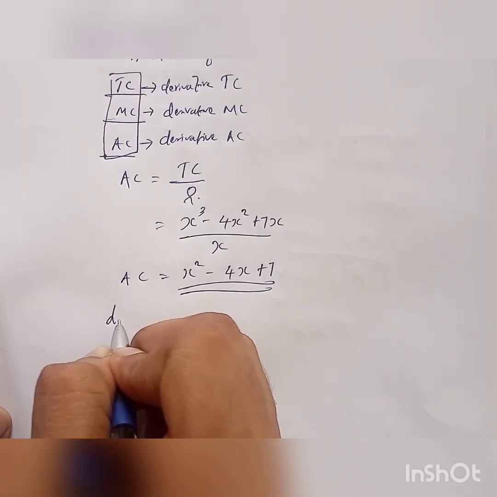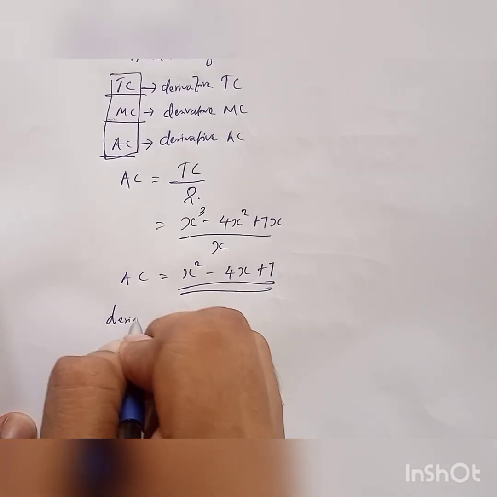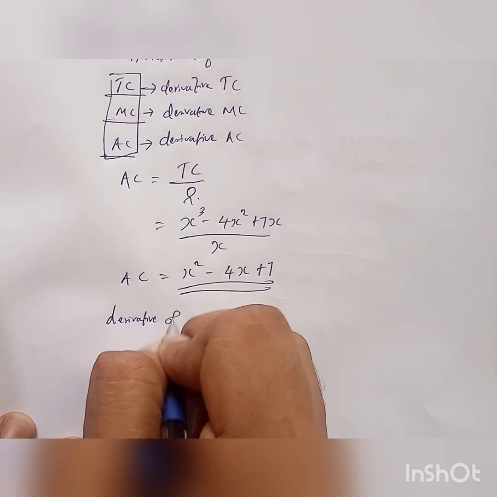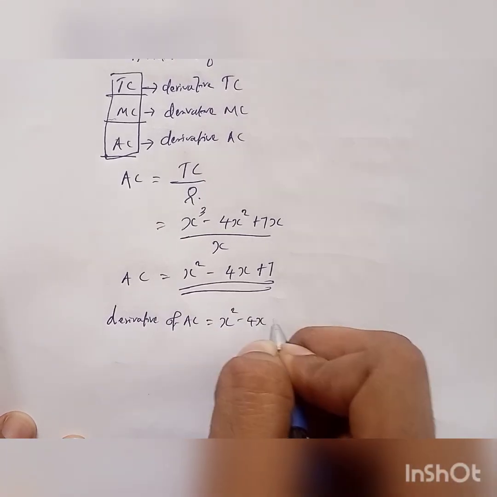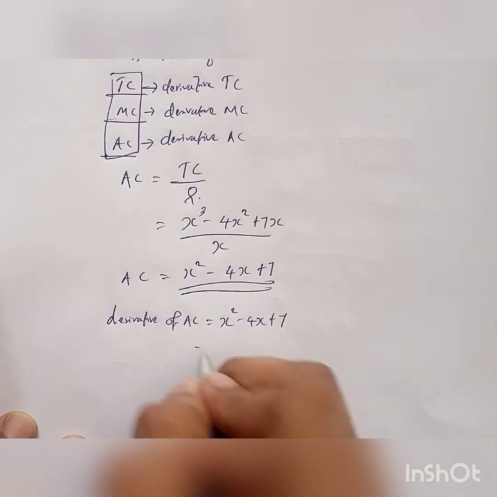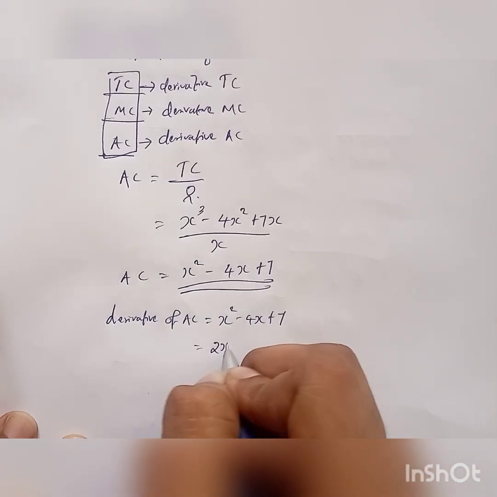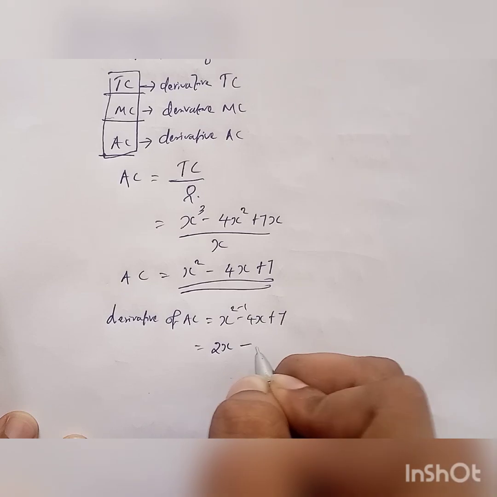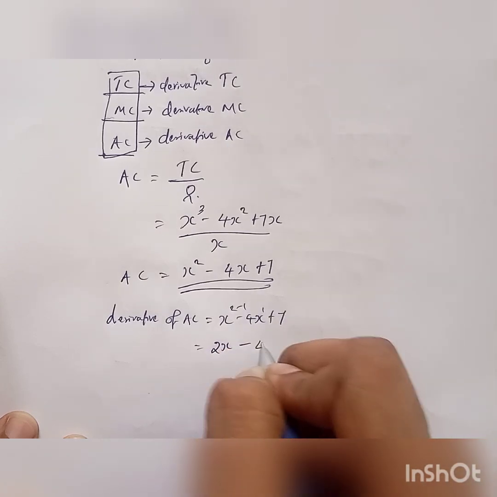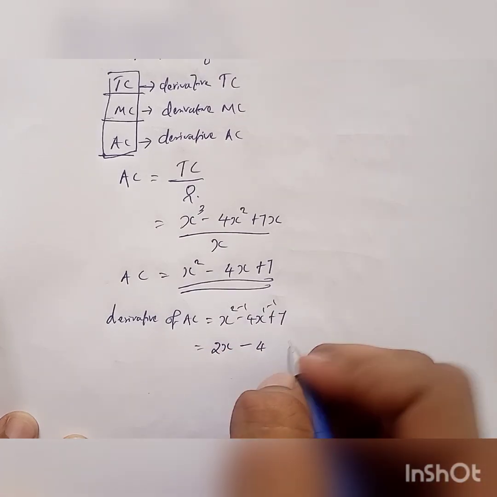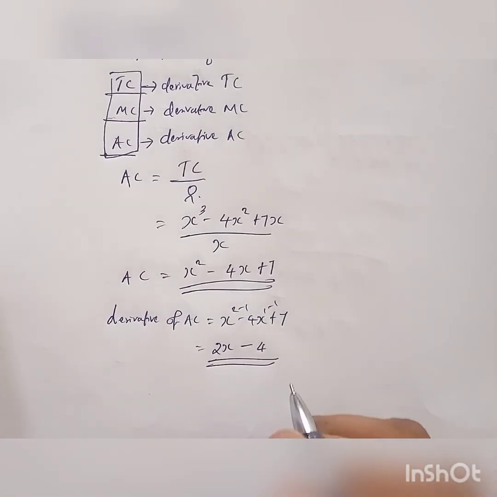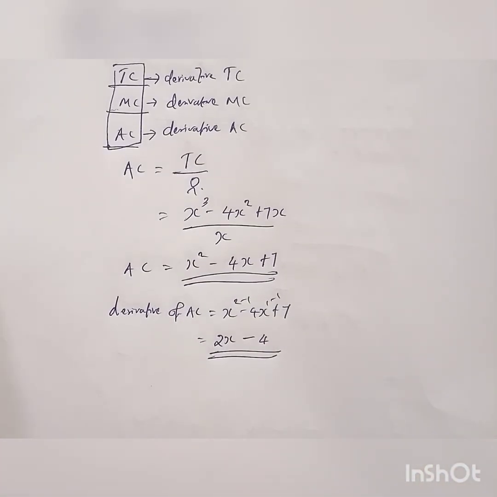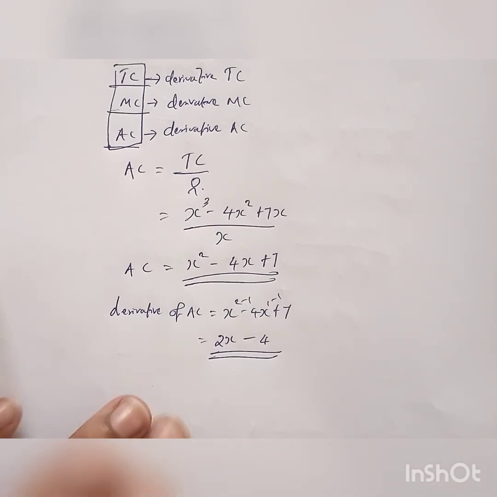So we are going to find the derivative of this average cost function, x square minus 4x plus 7. We know how to find the derivative. 2x, then minus 1 into 4, 1 minus 1, 0. Then is there any x? No. So what is the derivative? 2x minus 4 will be the derivative. So we have found out the derivative.